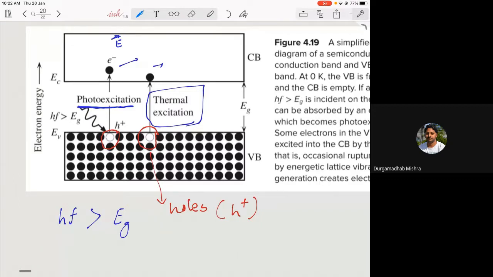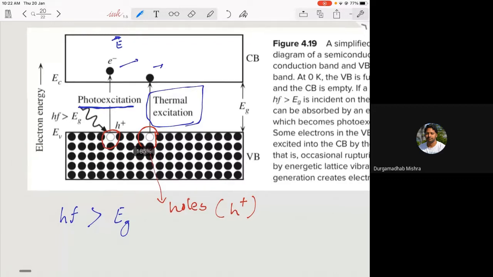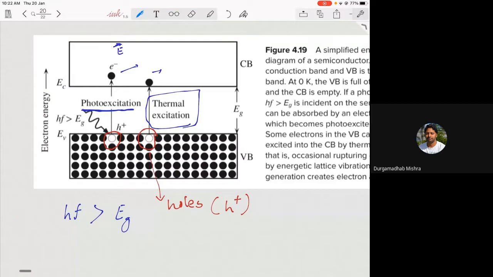So how can this hole move? Normally, a neighboring electron can shift. Typically, instead of saying the electron hops from one momentum state to another, or one energy state to another, you say that the hole, this h plus, actually moves in the valence band. And that is how holes contribute to the conductivity.